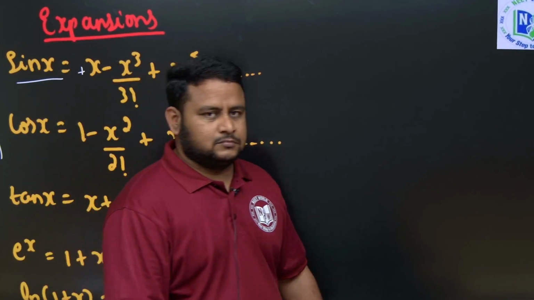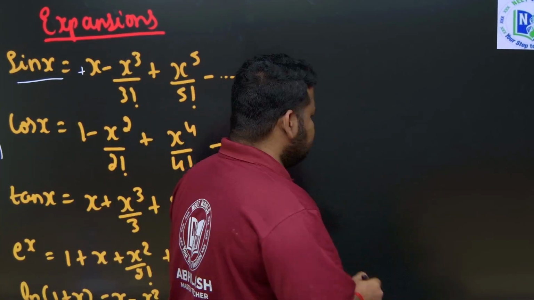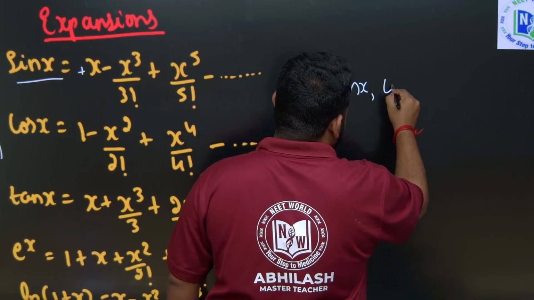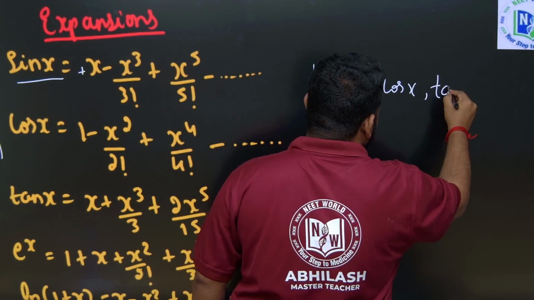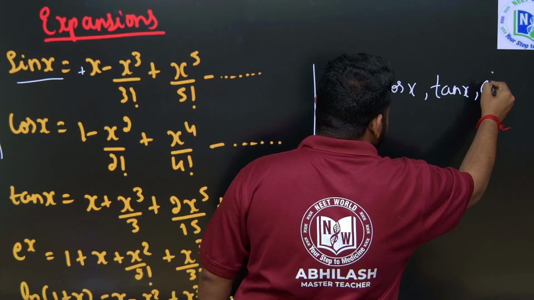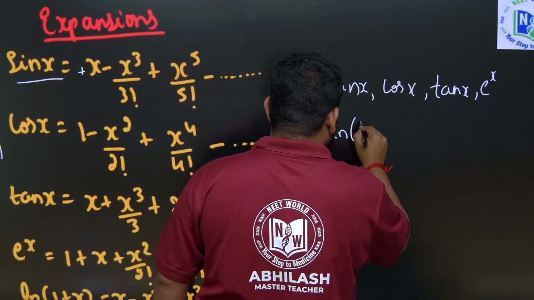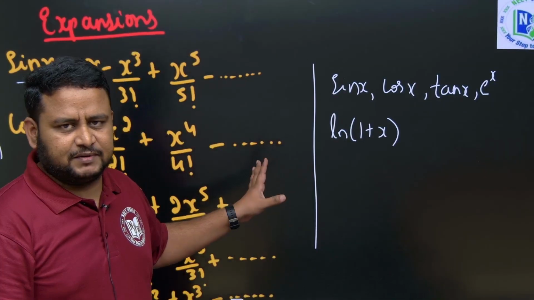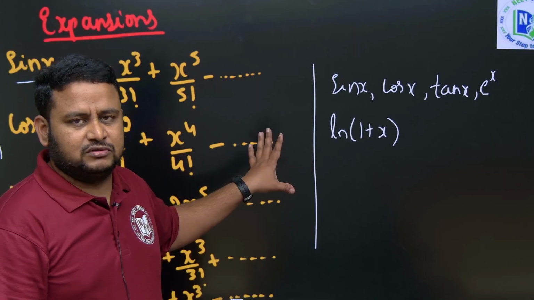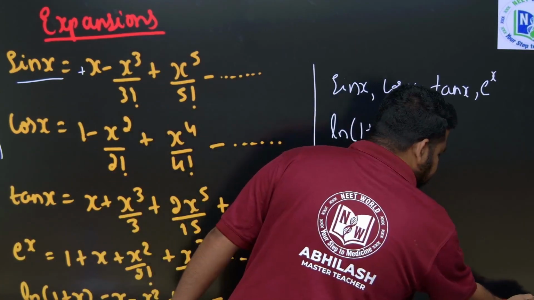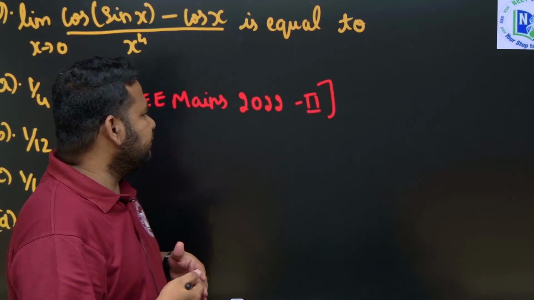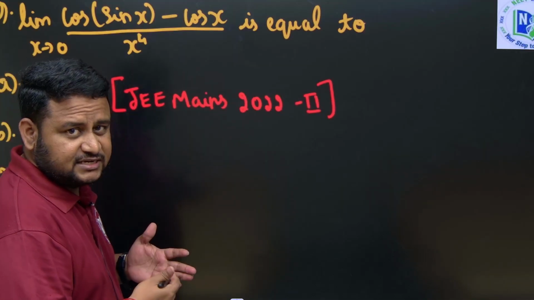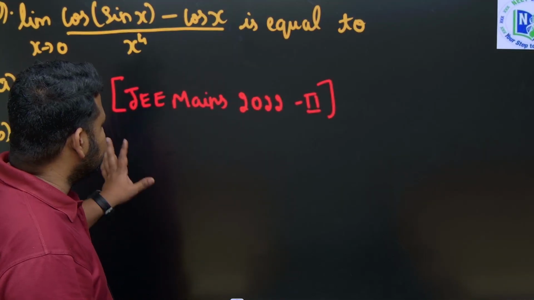So you can remember for whatever the functions, sin x, cos x, tan x, e power x, ln of 1 plus x. For these functions, if you want to remember the series expansion, you can remember, otherwise it is not required for these also. Got it, friends? Just for the completeness, just to have that wholeness, we have included that series thing, Maclaurin series. But even without using that series, we will be able to solve these questions. Let us see now.